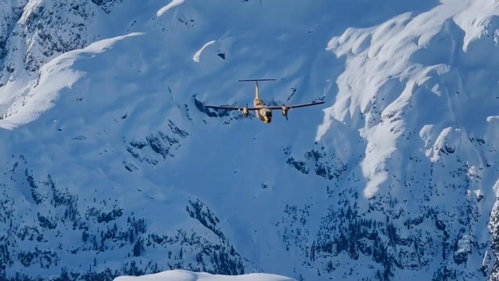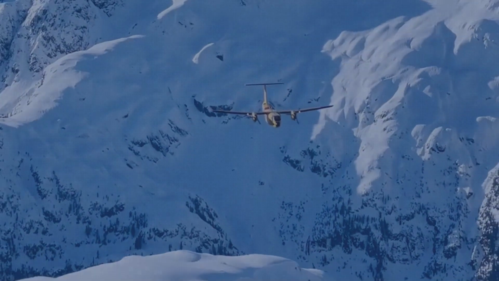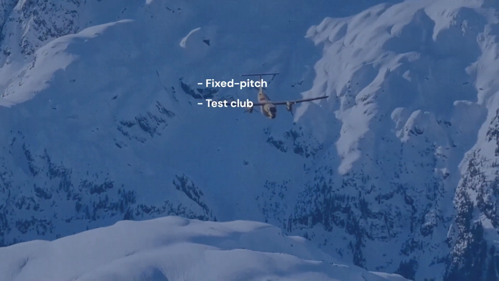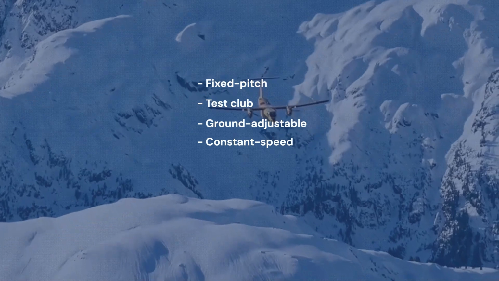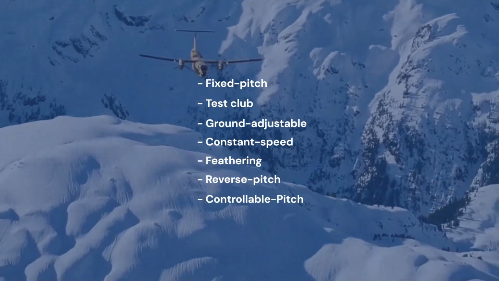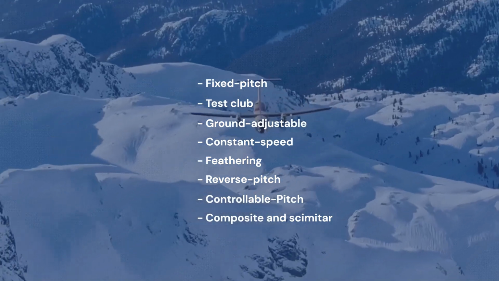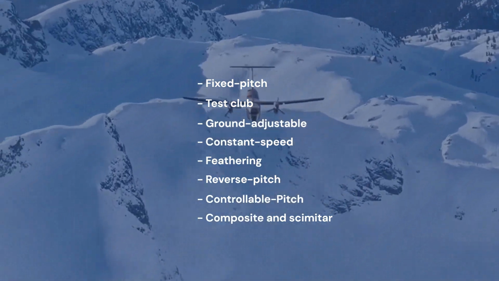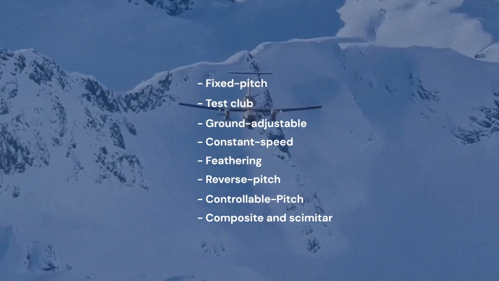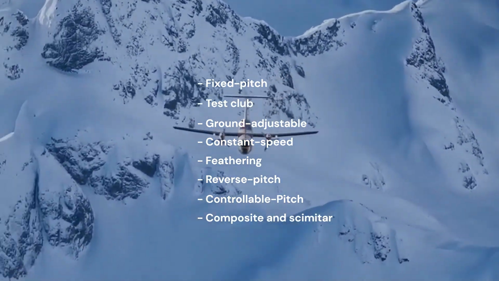So, to summarize, aircraft propellers come in many types: fixed pitch, test club, ground adjustable, constant speed, feathering, reverse pitch, controllable pitch, and composite and scimitar designs. Each type has specific advantages depending on the aircraft's mission, engine type, and operational requirements.